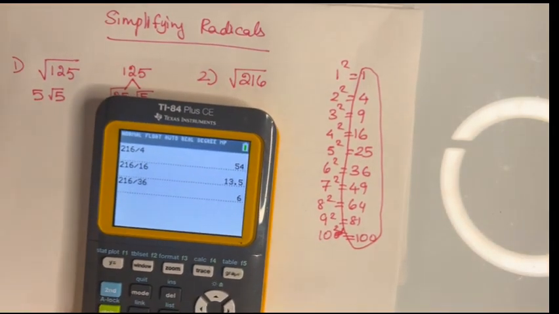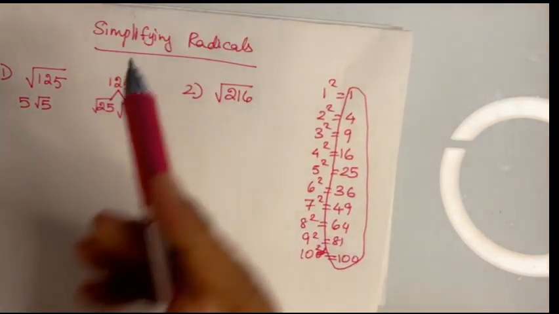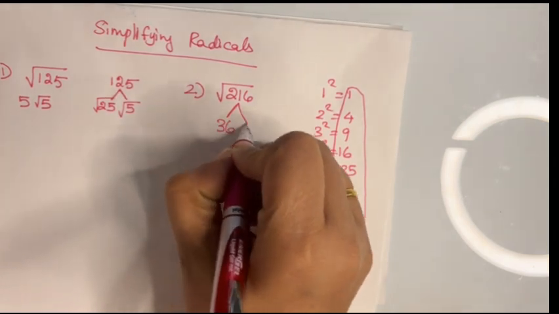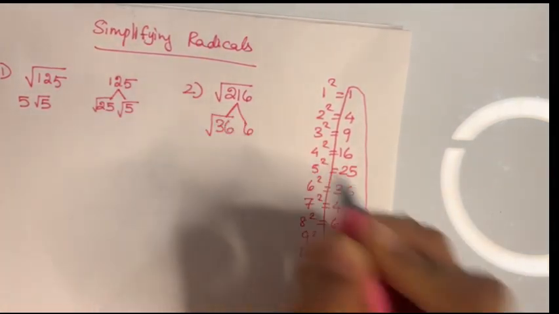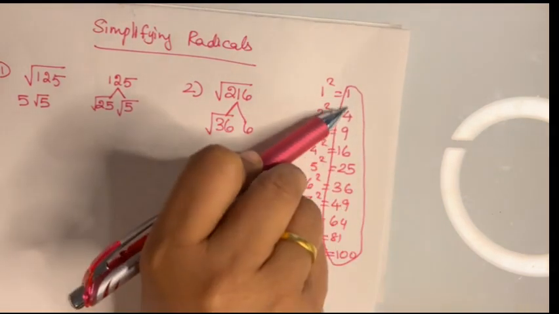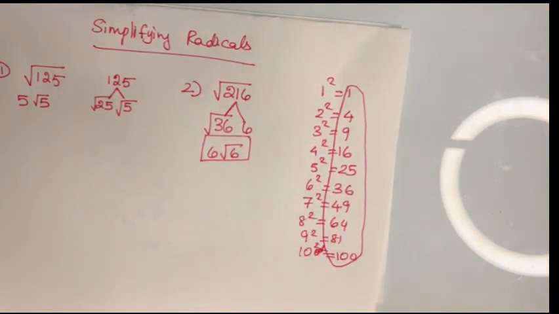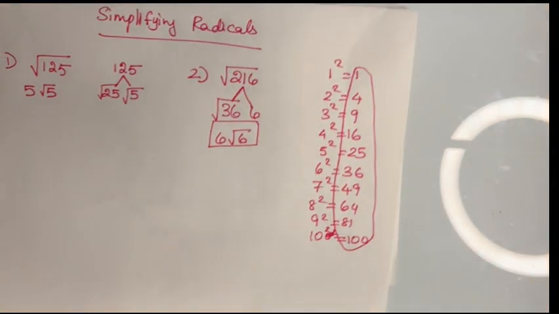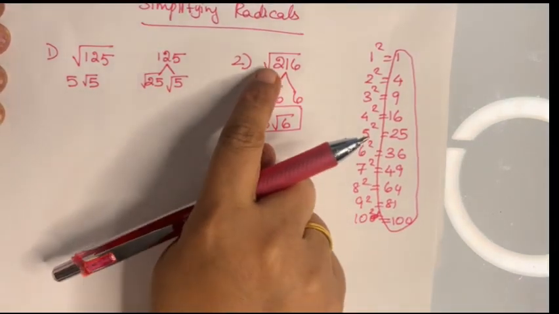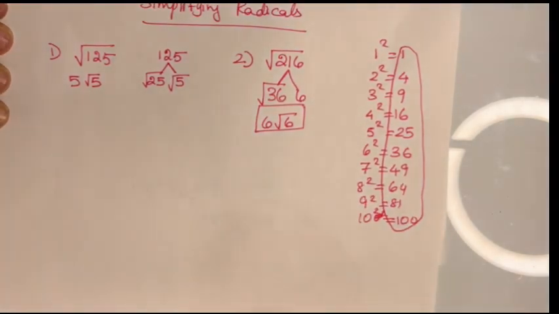So in this problem, 216 divided by 36 is 6. So I can divide by 36 and I end up getting 6. Square root of 36 is 6. Square root of 6 is not a perfect square, so it stays. So square root of 216 simplifies to 6 times square root of 6.